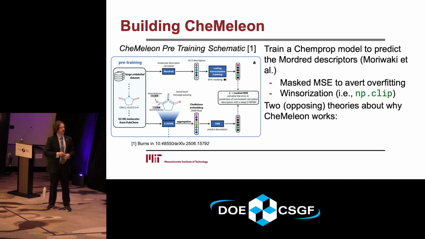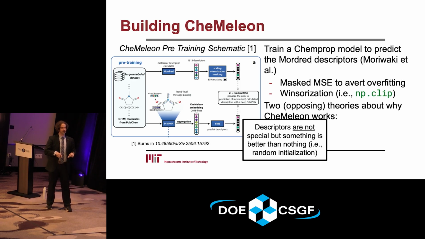We take our large unlabeled data set just like anybody would, but rather than doing some self-supervised learning, we're instead going to calculate what are called molecular descriptors, again from that very first slide. Calculate a giant vector of them, and then we're going to use this masked loss function in coordination with Winsorization, and that, as a pre-training objective, is enough that when you transfer it, you get better results on your fine-tuning.